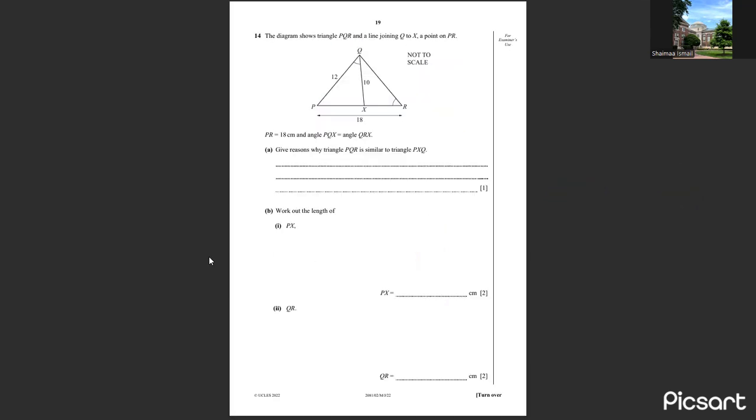Here we have the diagram, triangle PQR, a line joining Q to X. Okay, let us analyze this. So here we have PQR. The Q is joining to X, a point on PR. Okay, and X is a point on PR. They give you that PR is 18 centimeters here, and angle PQX equals angle QRX, or this angle equals this angle. Why is PQR similar to PQX here?